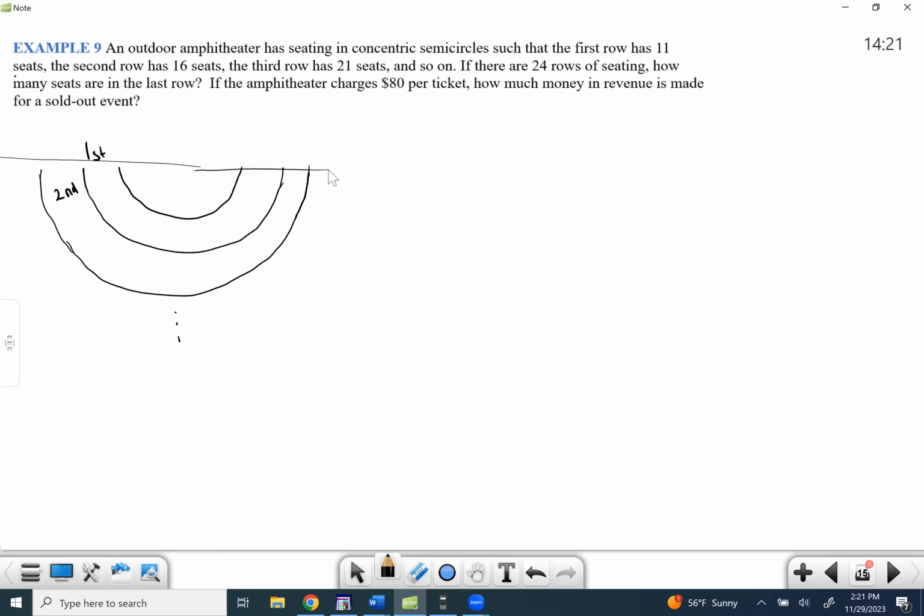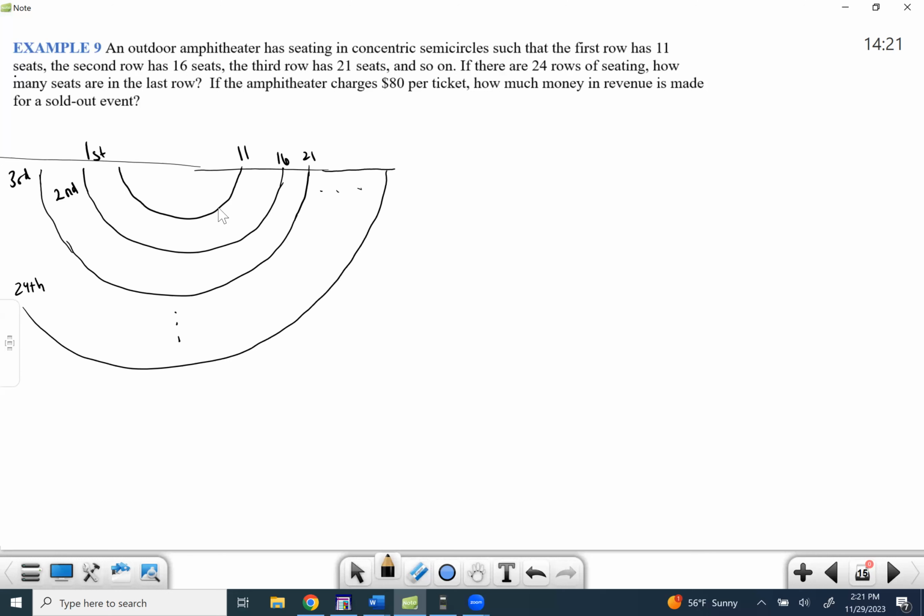Okay. All right. This one would be the third. So the first row has 11, the second row has 16 seats, the third row has 21 seats, and so on. And it says there's 24 rows, so there's going to be a 24th row, but we don't know how many seats are in it. That's what we're supposed to find, huh?